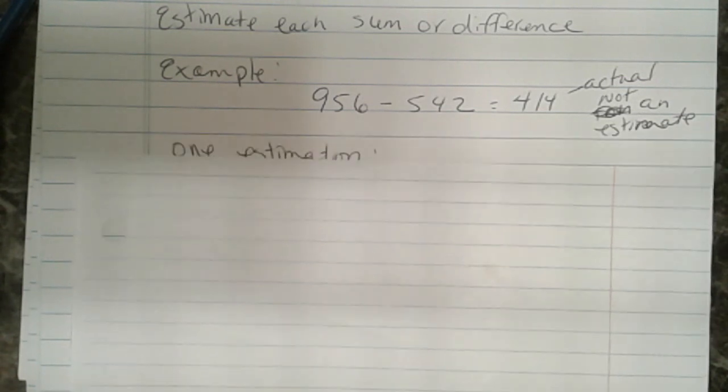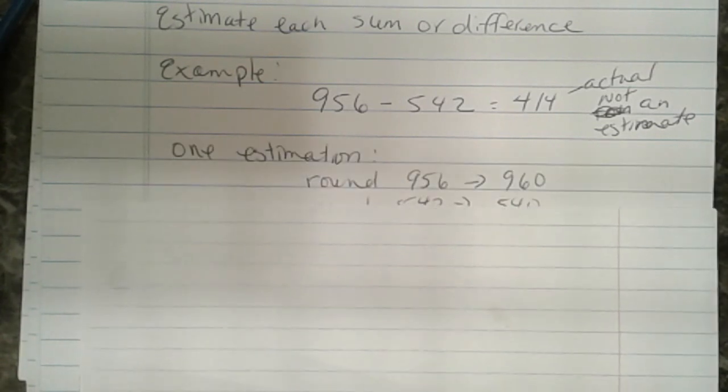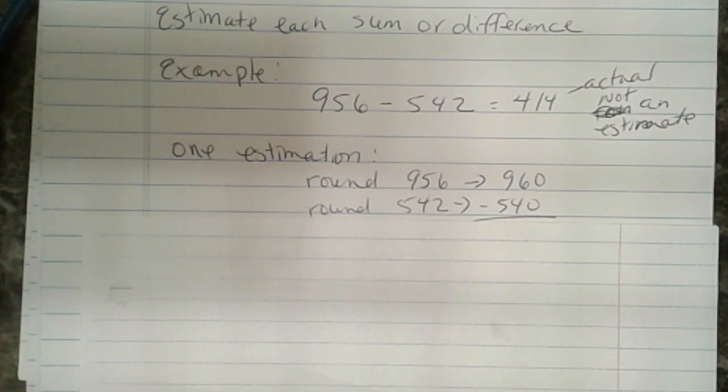So our first possible estimation would be to round 956 to 960. I could also round 542 to 540, and that is using normal rounding rules. When you do estimates, you don't necessarily have to use normal rounding rules, because an estimation is a number that is close to the other number, not necessarily using the rounding rules.